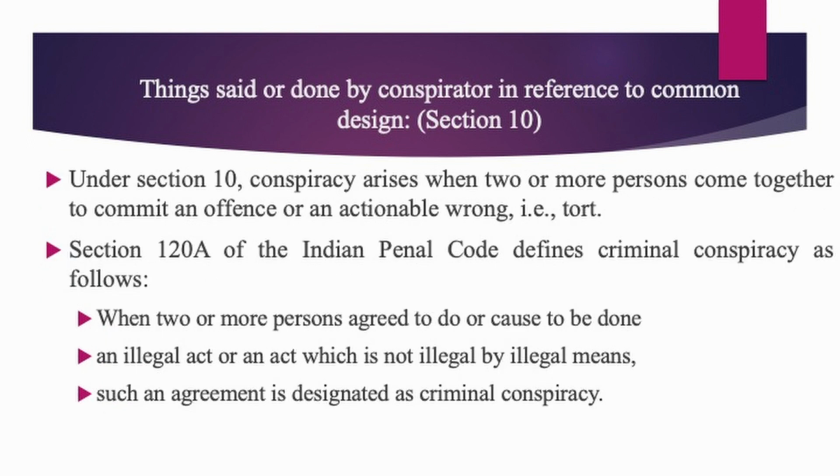What is conspiracy? Under section 10, conspiracy arises when two or more persons come together to commit an offense or an actionable wrong. Under section 120A of the Indian Penal Code, when two or more persons agree to do or cause to be done an illegal act, or an act which is not illegal by illegal means, such an agreement is criminal conspiracy.